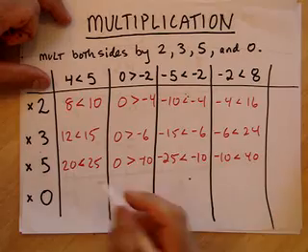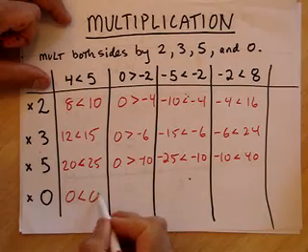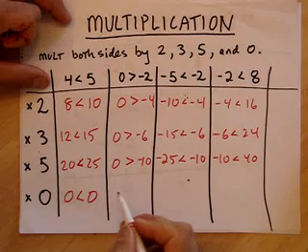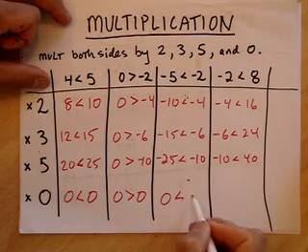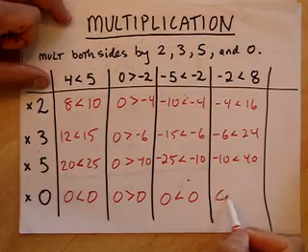Now what happens if I multiply both sides by 0? Is 0 less than 0? No. Is 0 greater than 0? No.